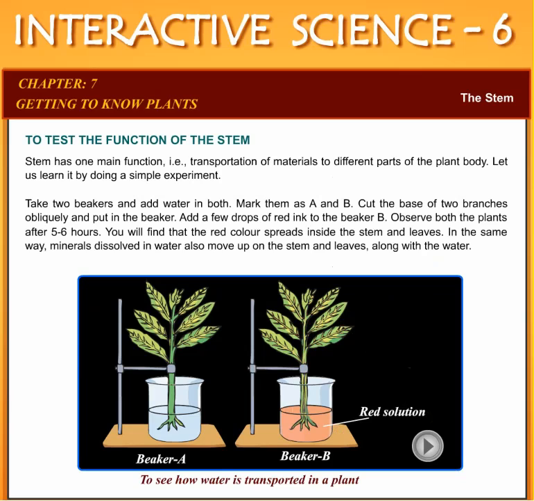Observe both the plants after 5 to 6 hours. You will find that the red color spreads inside the stem and leaves. In the same way, minerals dissolved in water also move up on the stem and leaves along with the water.